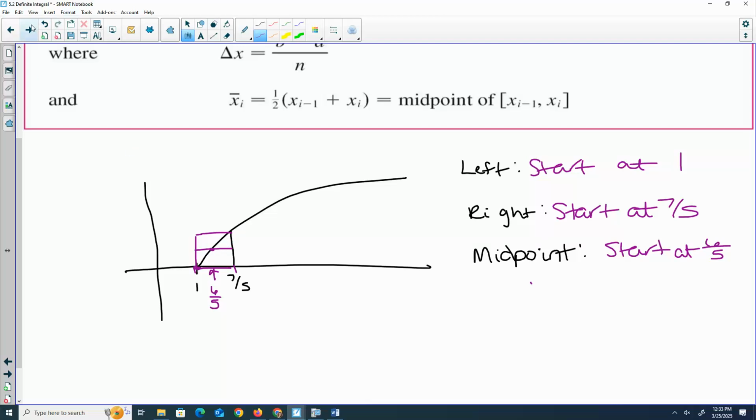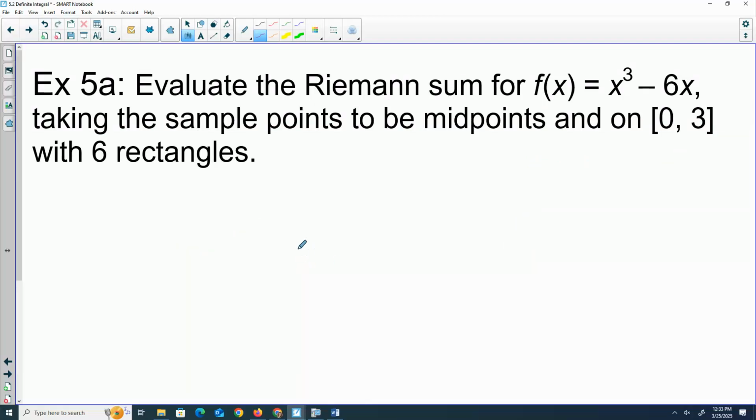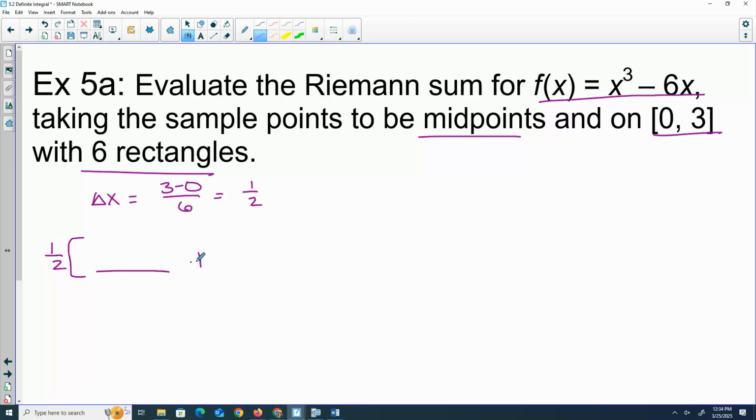So I want to try one of those. Evaluate the sum, f of x is x cubed minus 6x, taking the sample points to be the midpoints on 0 to 3 with 6 rectangles. So our change in x, 3 minus 0 over 6, is 1/2. Remember when we set those up, we had 6 different things we were adding together, because it was 6 rectangles.